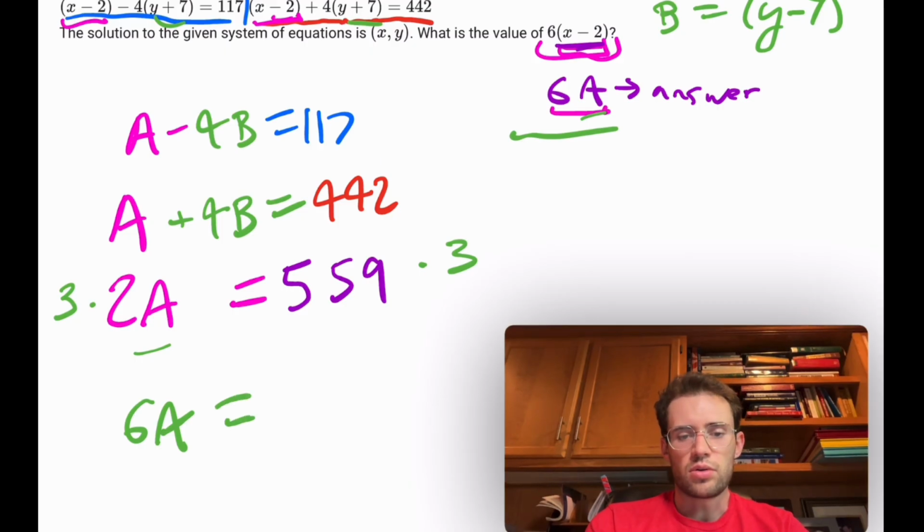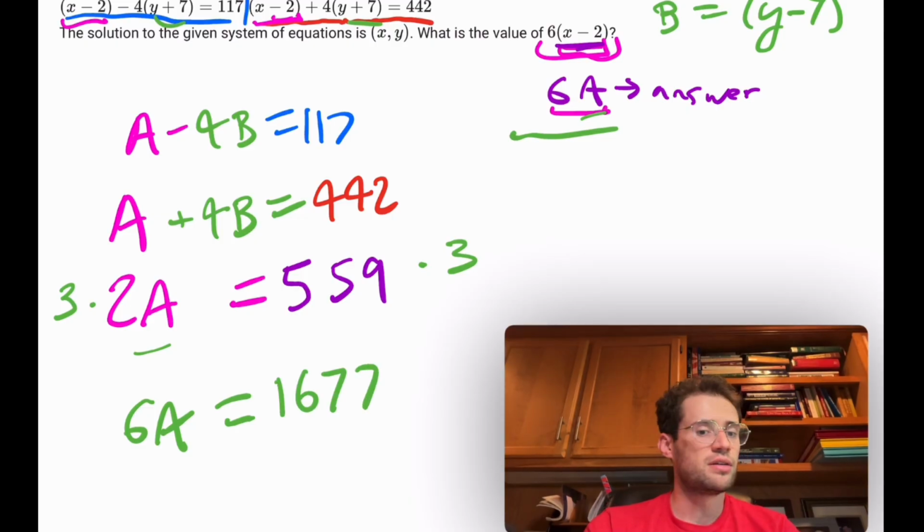Is equal to, let's see, that would be 1500 plus 3 times 60 is 180, and then we're subtracting 3 because it was not 60, it was 59. So that would be 1677. Let me just check that on the calculator to be safe. 559 times 3 is 1677. All right, so this is our answer.